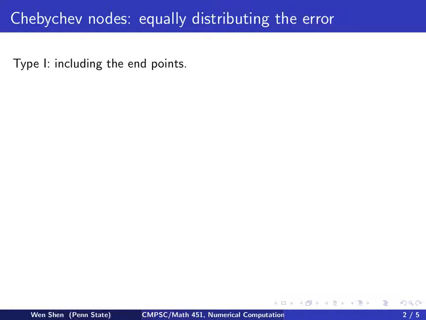Those are the nodes that include the endpoints. So x1 and xn will be set to be a and b, and the remaining points in the middle are chosen in a way to optimize. We will not go through the details of the derivation. We'll just present to you what these nodes are.